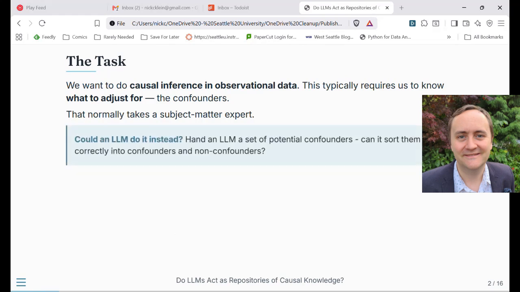So here's the question: could a large language model do it instead? Can a large language model look at a relationship between a treatment and an outcome variable, and a potential confounder, and determine whether or not that variable belongs as a confounder, is a variable that we should control for? Basically, can it sort properly into confounders and non-confounders? So the question is, does this work yet? And the answer is no, not really, at least not yet. We'll go into exactly what we mean here.